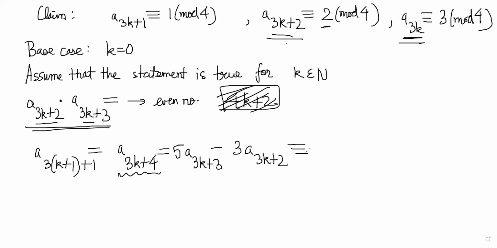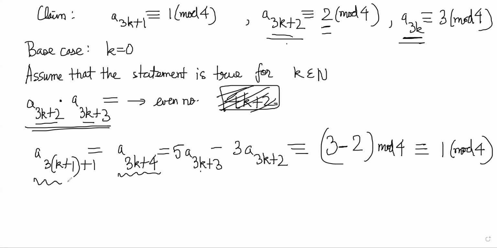And that is congruent to 5 times A of 3k plus 3, which is 5 times 3, 15. So that is basically 3 mod 4, minus 3 times 1. So that is basically 2 mod 4. 3 into 2 is 6, and 6 is 2 mod 4. So this is coming out to be 3 minus 2 mod 4, or 1 mod 4, right?